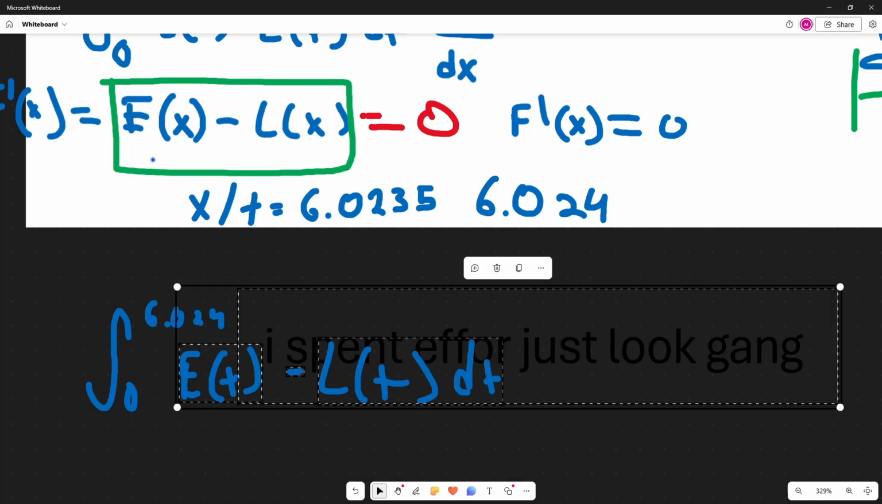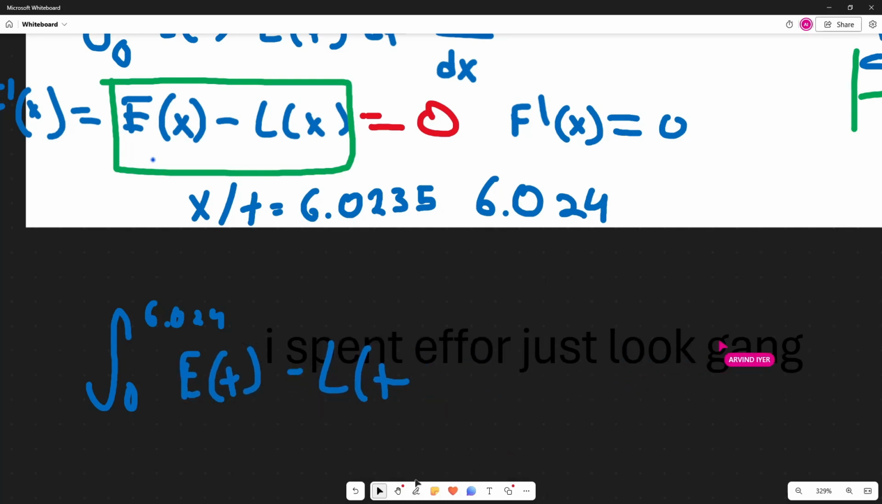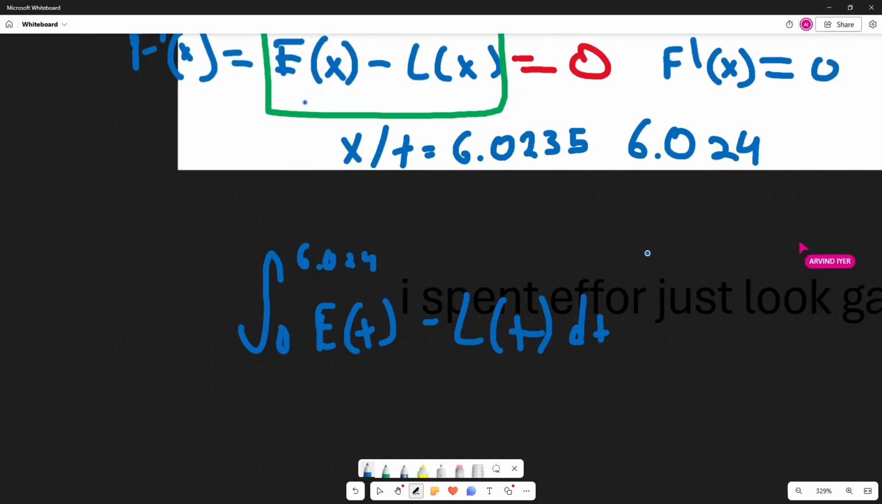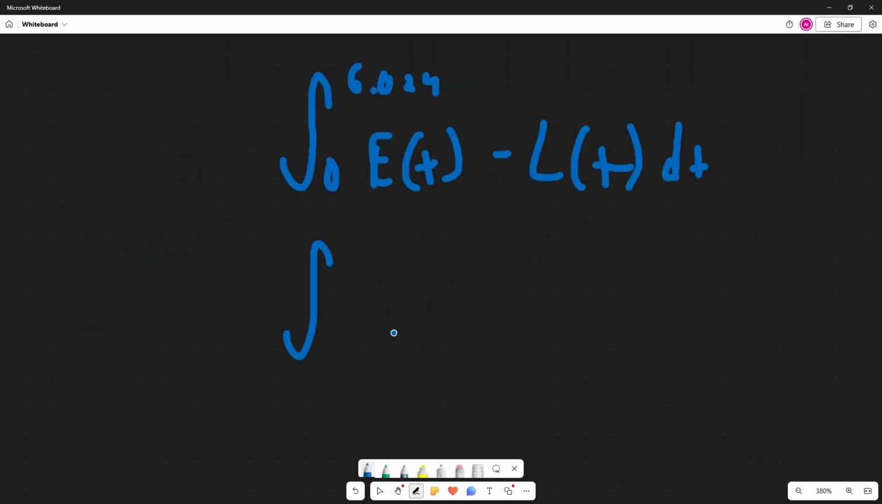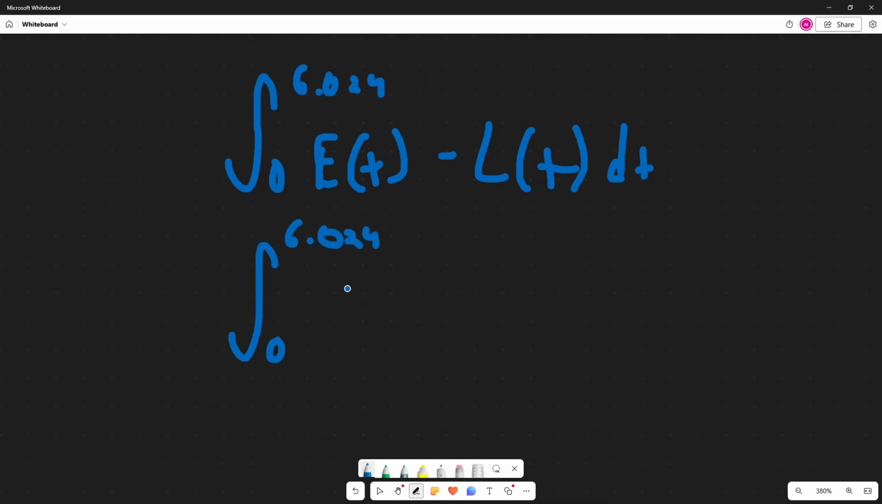dt, you will get, let me see. Let me do the math. Or actually, let's check the answer, because I have it. So when you plug it in, let's see. Oh, never mind. I'll actually do it myself. So I'm going to write it out. From 0 to 6.024.